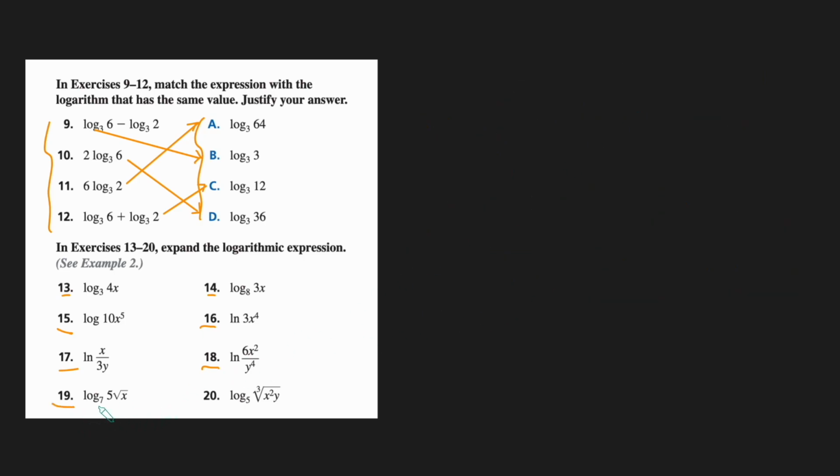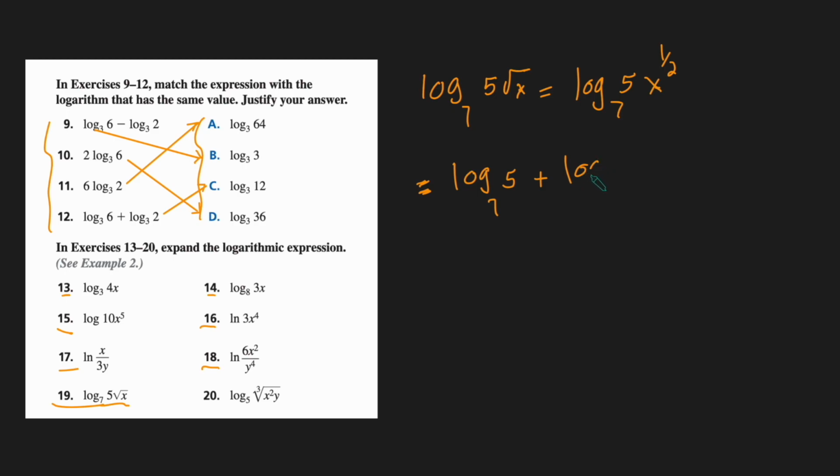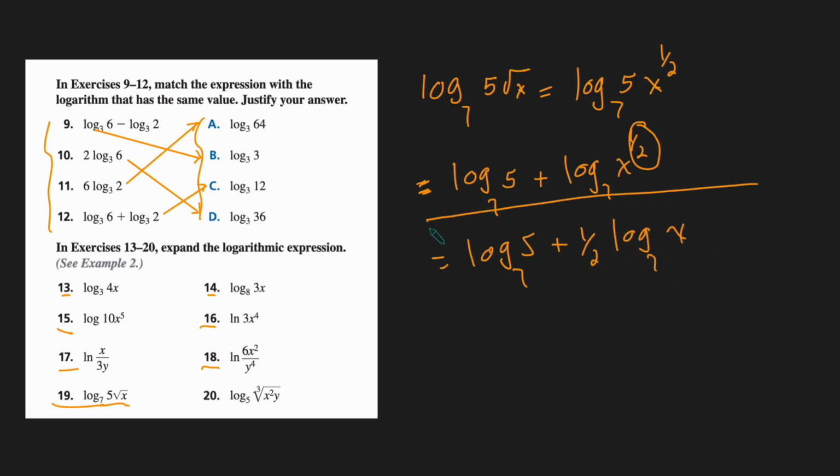Let's do problem number 19 now, which is log base 7 5 square root of x. So first thing I need to change this to a power, which would be log base 7 5 x to the 1/2. So now I have twofold, a product rule and then a power rule. A product rule first would be log base 7 5 plus log base 7 x to the 1/2. So now I need to use the power rule, log base 7 5 plus 1/2 log base 7 x. That's the final answer.